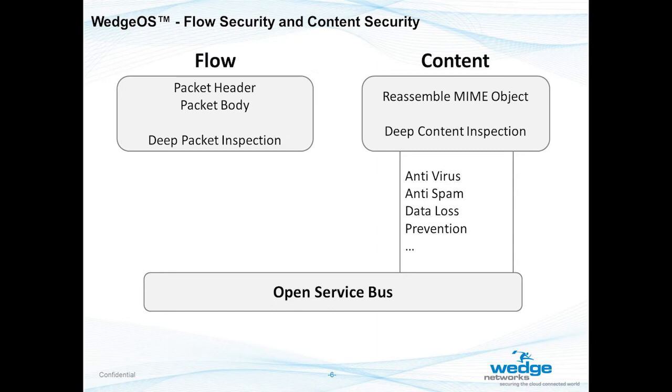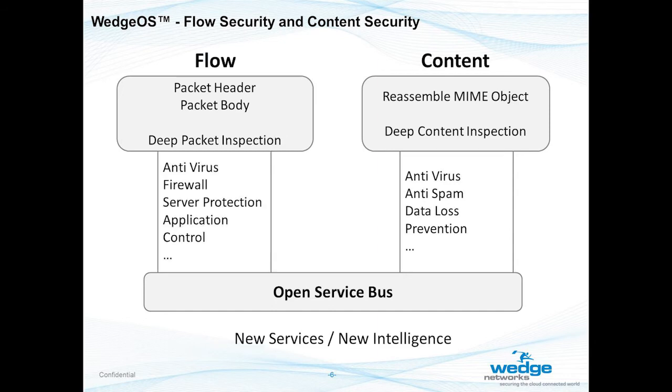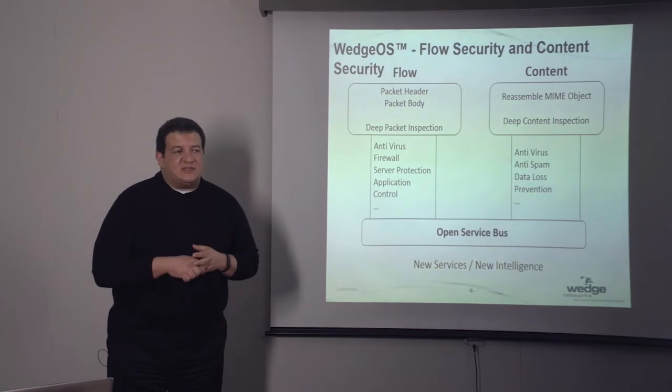But deep content inspection on its own is not sufficient because a lot of threats are also part of the actual flow. So you can have threats in the handshake or other things like that. And that's where we also have deep packet inspection.